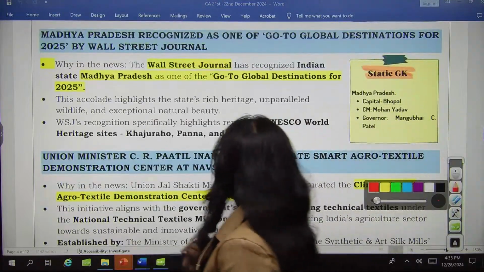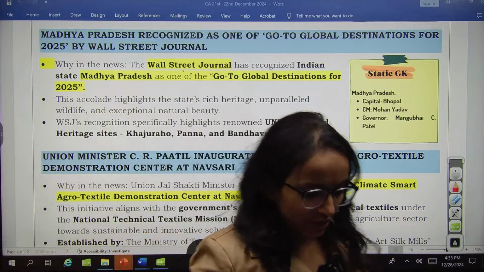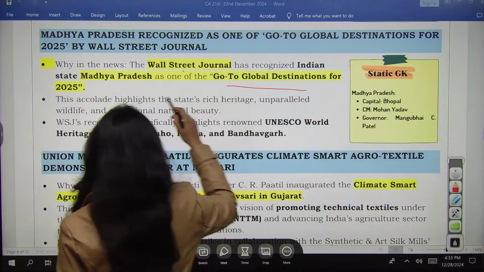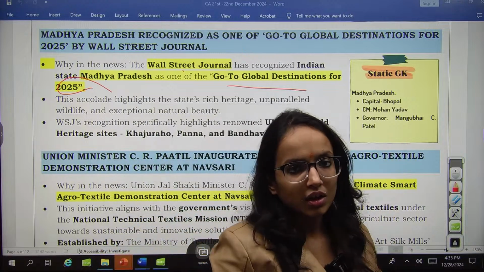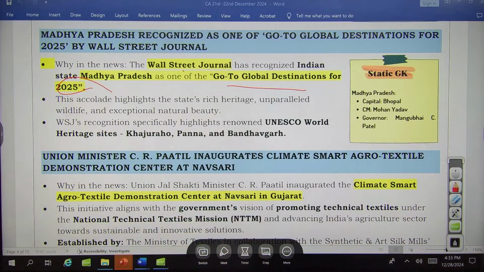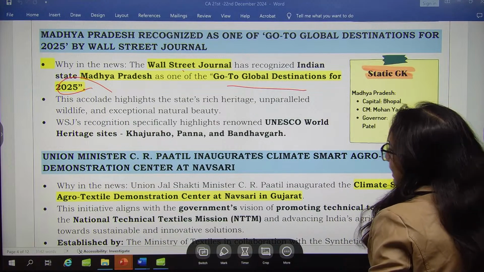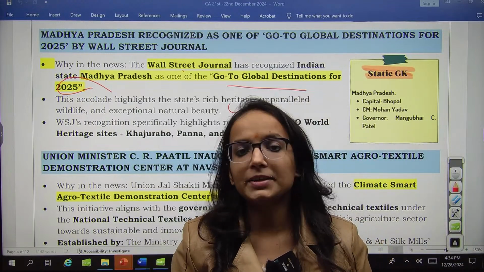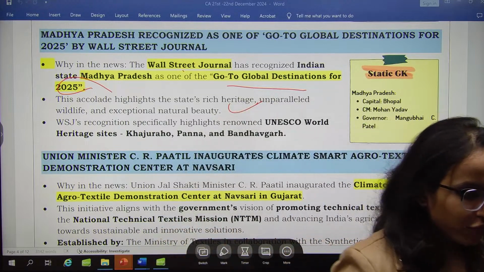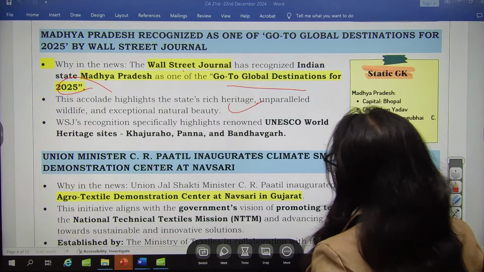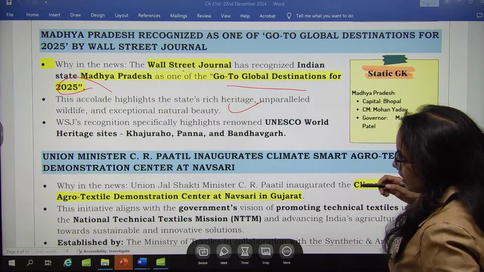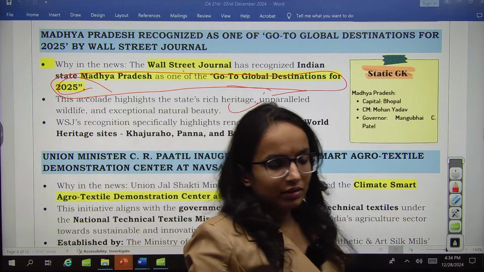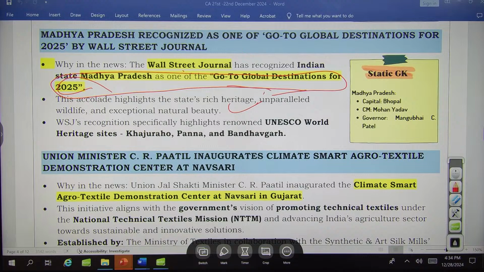The next important fact is Wall Street Journal has recognized Madhya Pradesh, Indian state of Madhya Pradesh, as a go-to global destination for 2025. Highlighting the importance of a lot of tourist places in the state of Madhya Pradesh. It has a very rich heritage, wildlife. Madhya Pradesh is also top on the forest and tree cover. We will look at that in the recent Indian Forest Report 2023. So remember, Madhya Pradesh is the go-to global destination for 2025. This is a very, very important fact. Remember this. Go-to global destination for 2025 announced by Wall Street Journal.